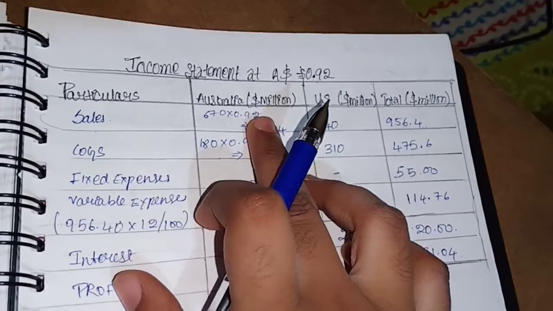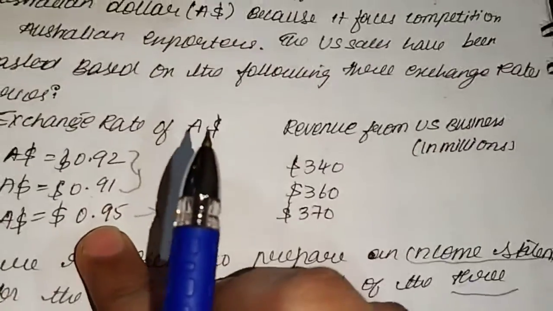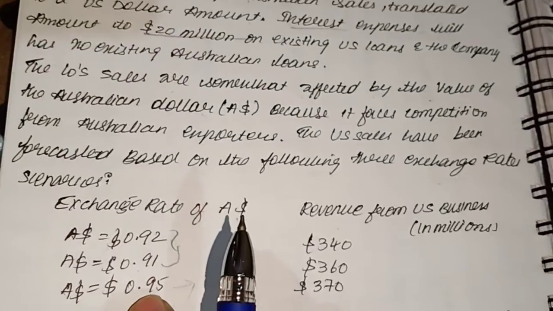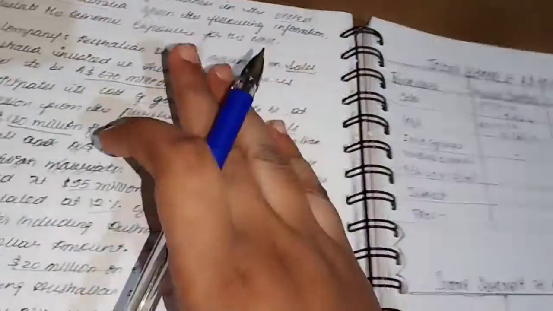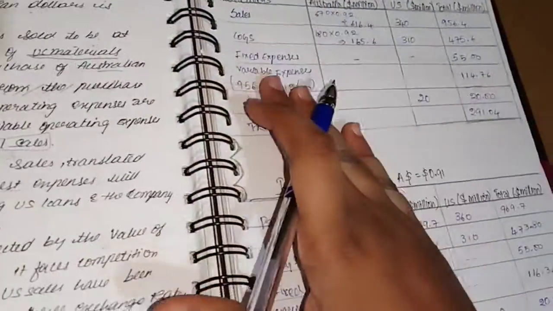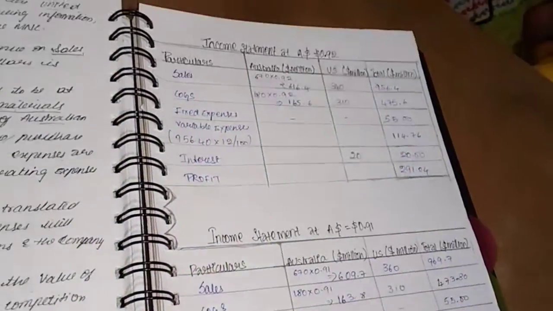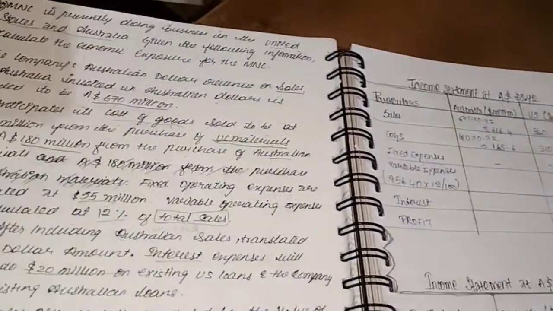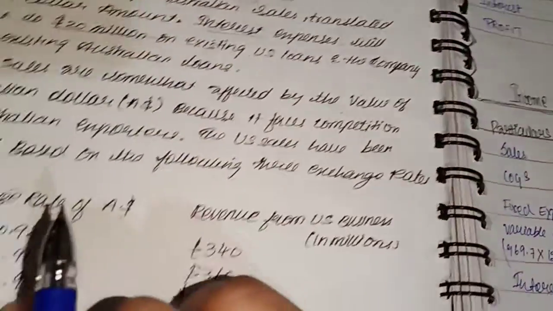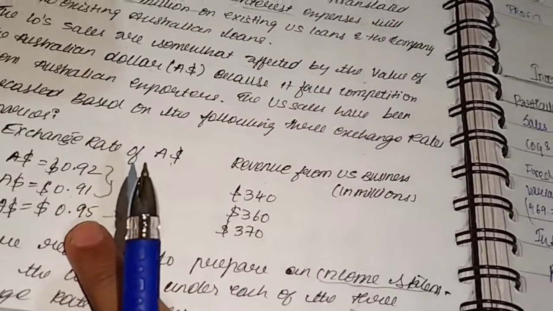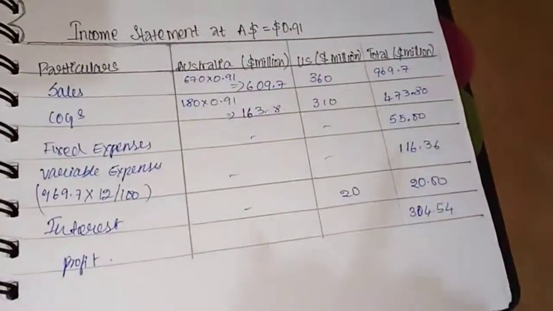I did it for Australian dollar 0.92 and 0.91. Wherever I multiplied with 0.92, you multiply with 0.95 for the third scenario. That's the only difference. When doing the first scenario, concentrate on the question and write down the particulars and amounts, and it will be easy for the other two scenarios. This is the question and this is the solution. Do it for the third one and comment your profit in the comment box, so I will come to know who is doing the sums.